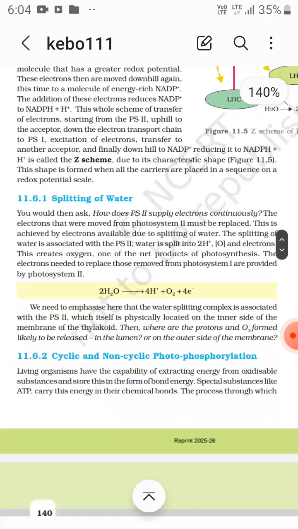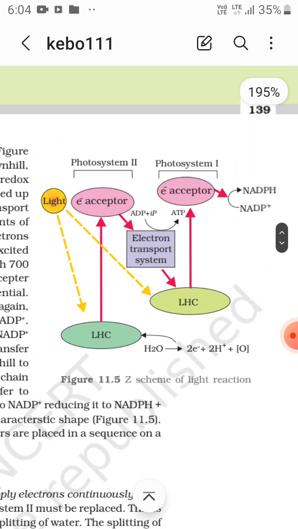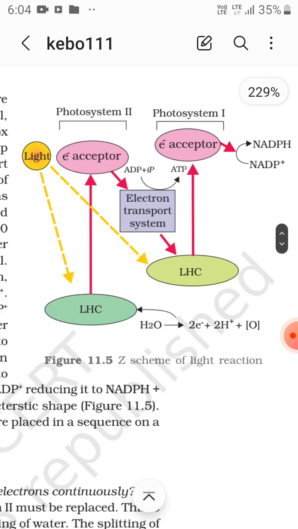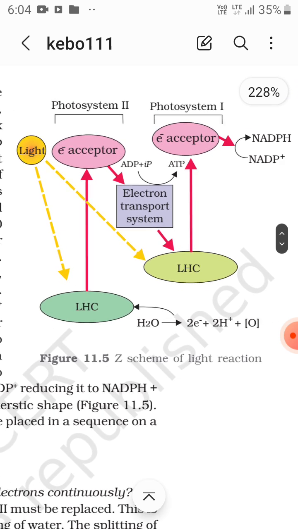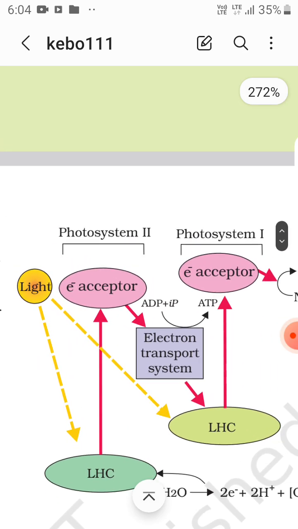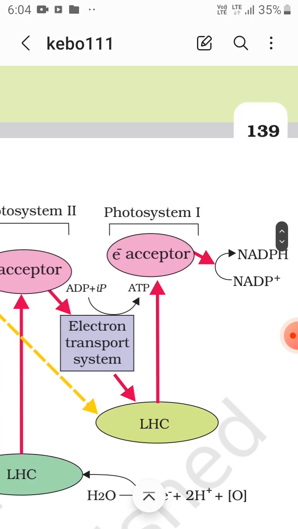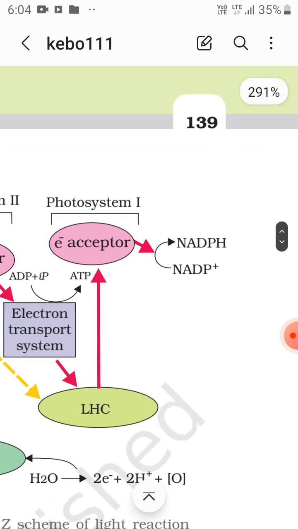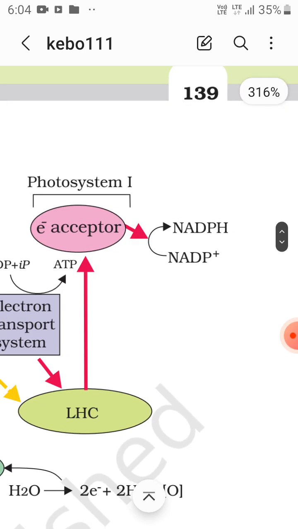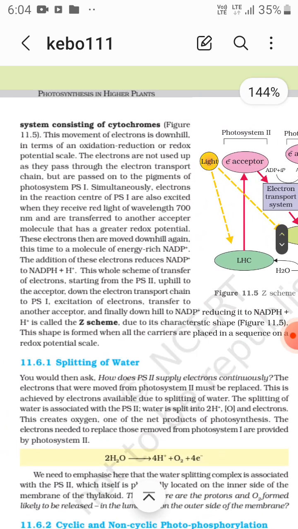Okay, now splitting of water. As you can see in this diagram, the scheme of light reaction. Light is falling on the LHC, then H2O gets converted into 2 electrons plus 2H plus oxygen. As you can see, this is the acceptor molecule, then photosystem 2, and then the electron transport system, then the LHC, the light harvesting complex, then electron acceptor, then photosystem 1, then NADP+ is converted into NADPH plus H+. So this is the Z scheme.